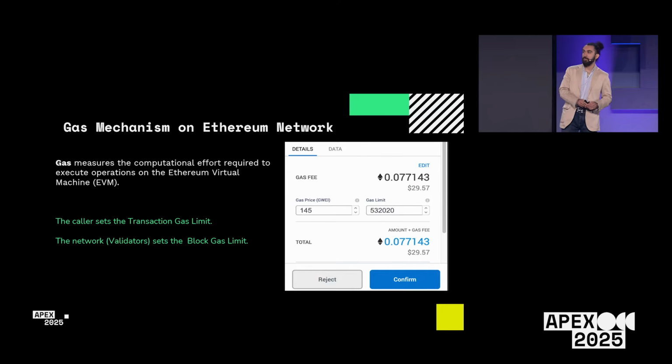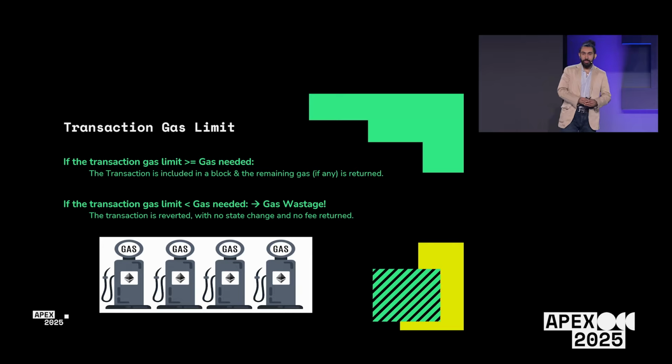The second limit is the block gas limit, which is set by the network and the miners or validators. And this is basically the maximum amount of work a miner or validator is willing to do to form a block. So that means by nature, because one transaction has to be included in at most one block, any limit that applies to a block automatically applies to the transaction as well. So that means the maximum amount of limit that you can put for a transaction gas limit is the block gas limit.